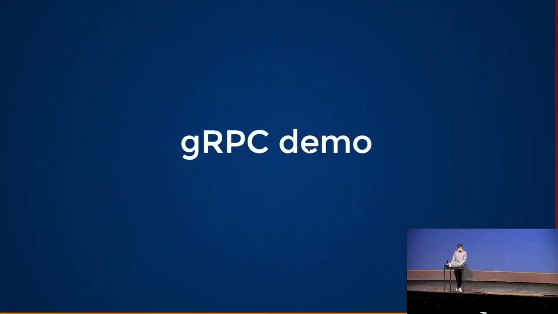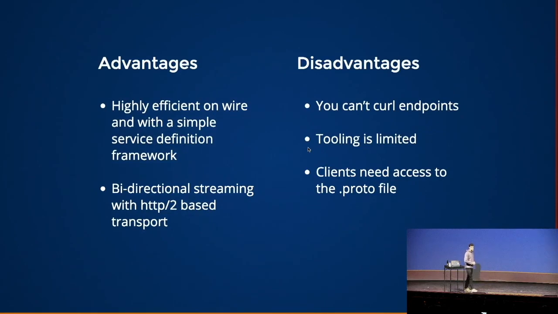So let's go back to the presentation. There are, of course, also disadvantages about gRPC. The advantages are that it's highly efficient on the wire. A simple definition framework. You can see that it's really simple to implement a contract. So you can even do bidirectional streaming.